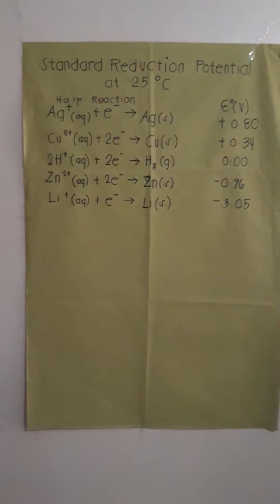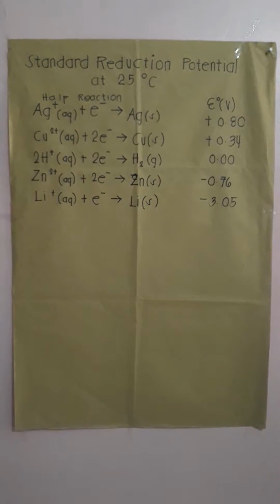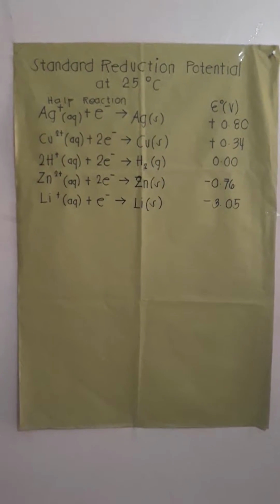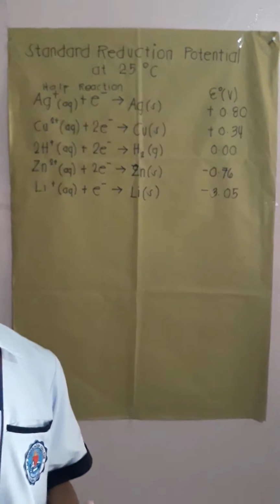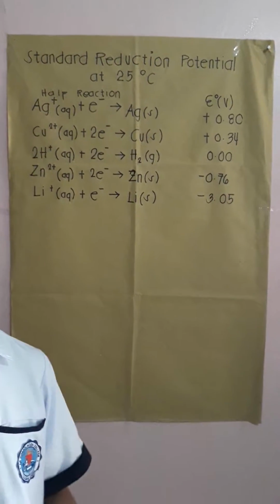So, I am going to discuss the standard reduction potentials. I have a table of half reactions here, each having an element. In standard reduction potentials, when you are in reduction, you are gaining electrons.